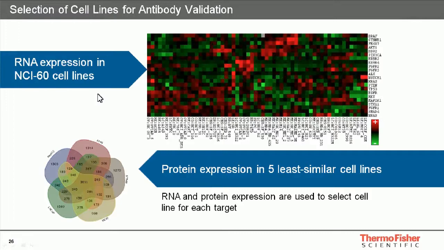So in the first step, in order to select cell lines for this antibody validation effort, we looked at RNA expression data in the NCI60 cell lines and compared that against all the targets that we were interested in, and then selected about 12 cell lines for which we could look at the deep proteome data. And here is a representation of the 5 least similar cell lines. As you can see, a lot of the targets are very uniquely expressed in individual cell lines. So combining this RNA and protein expression data, we were able to select the cell line for each target.